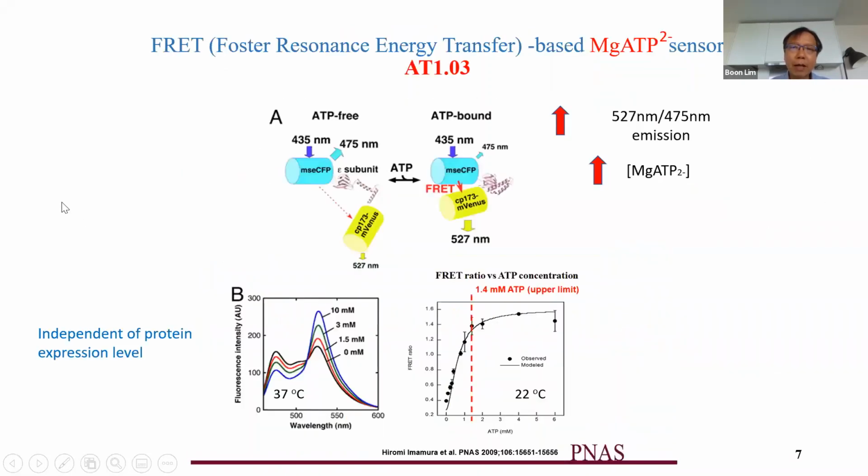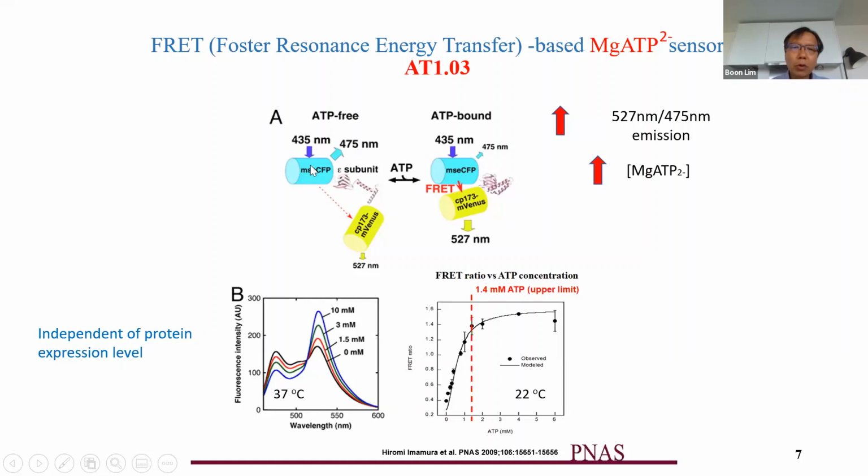And our group has adopted an ATP sensor, which is a fluorescent protein called AT1.03. This protein actually has 2 fluorochromes, which are linked by an epsilon subunit, which is able to bind ATP. So if there is a higher concentration of ATP, then it will bind here, and then the distance between these 2 fluorochromes would become closer, and then there will be a Förster resonance energy transfer between them.